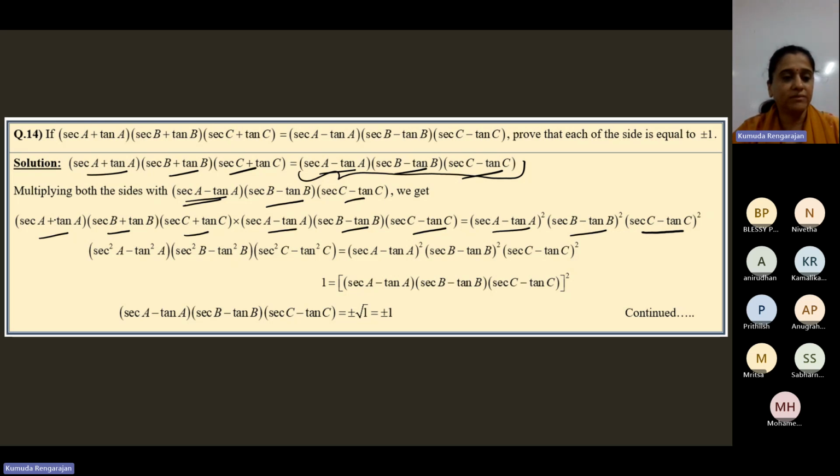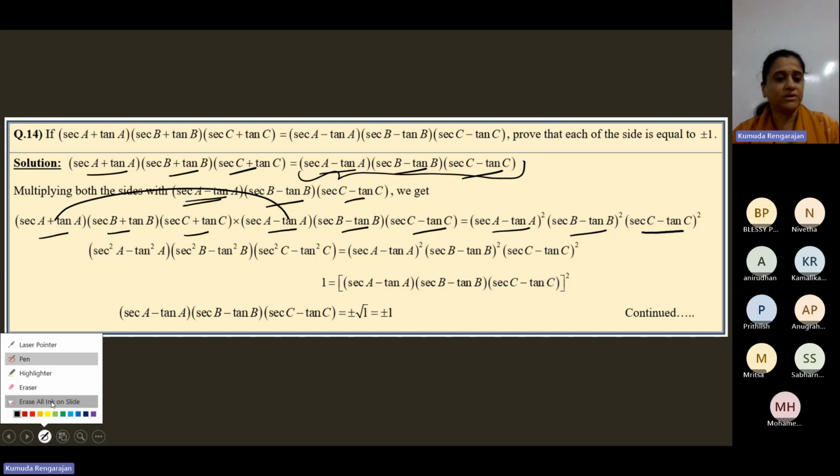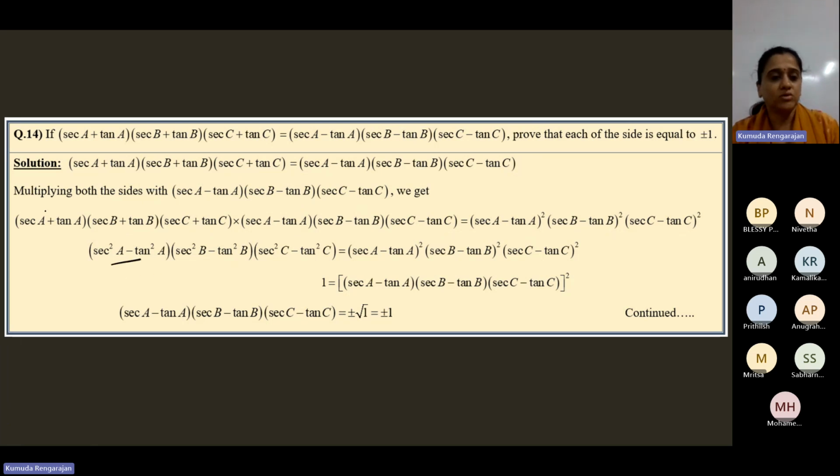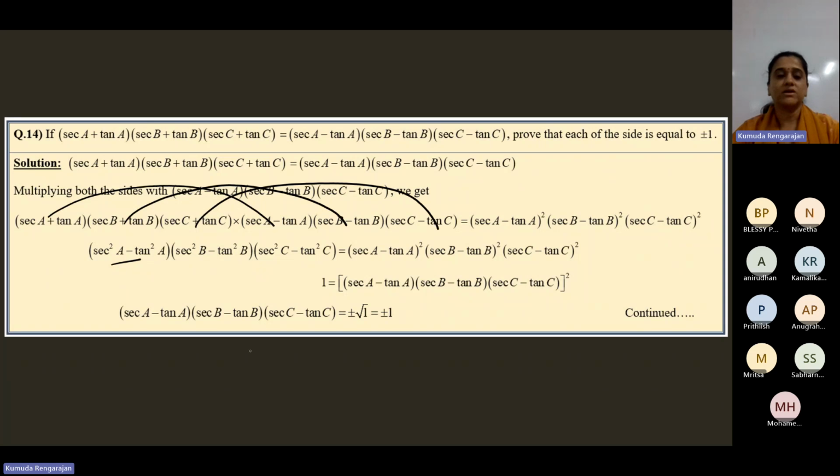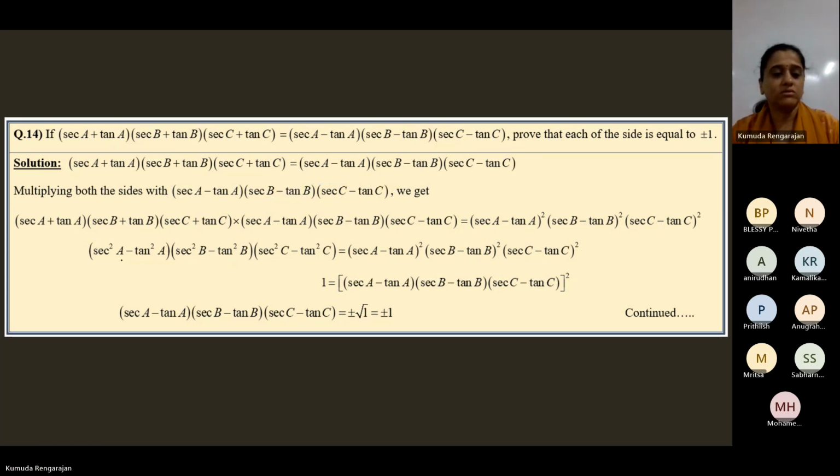So here, secant A plus tan A into secant A minus tan A. A plus B into A minus B is A squared minus B squared. So this into this is secant square A minus tan square A. Secant square B minus tan square B. Secant square C minus tan square C. And we know secant square A minus tan square A is 1, secant square B minus tan square B is 1, secant square C minus tan square C is 1.